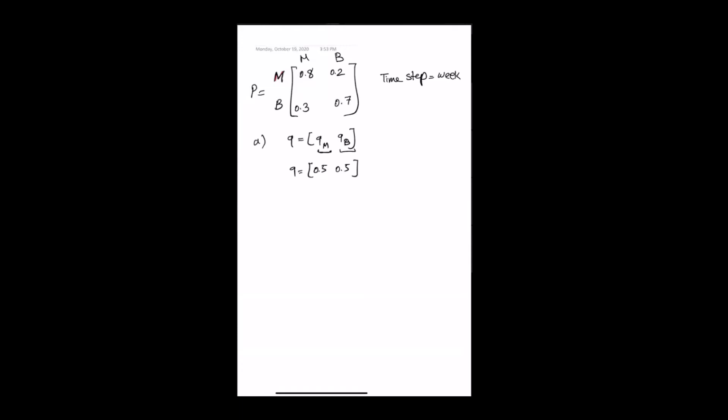And we want to find the market share a month from now. Given that the time step is a week, a month from now means 4 weeks later, 4 time steps later. So if I want to find the market share 4 weeks from now, I have to multiply Q by P^4. And whatever I'm going to find here is going to give me the market share 4 weeks from now.